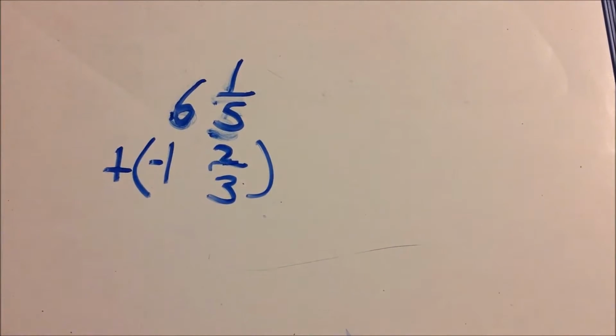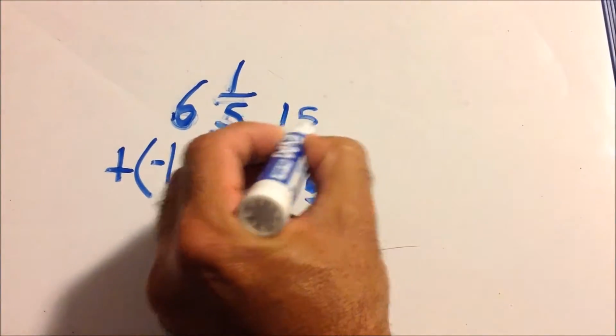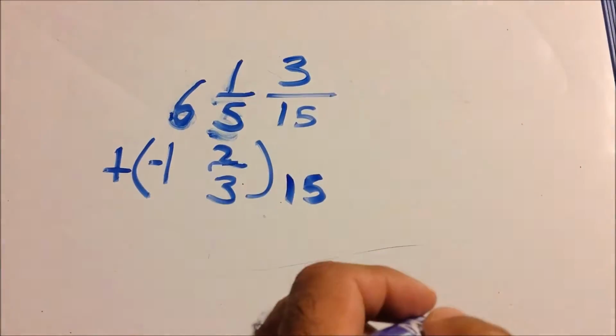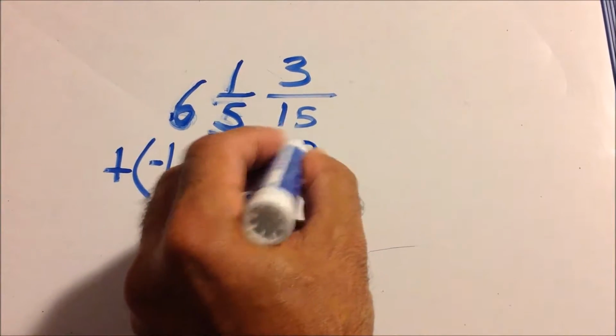Okay. So look for the common denominator. We know it's 15. 5 goes into 15 3 times. 3 times 1 is 3. 3 goes into 15 5 times, and 5 times 2 is 10.